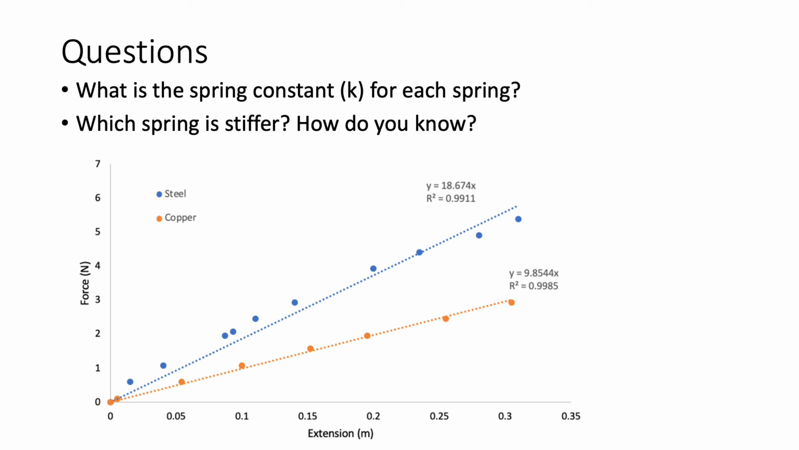Pause the video here again and try to answer these two questions. Question 1. What is the spring constant of each spring? If you need a reminder about how to measure the spring constant, head back to the slide on Hooke's law. Question 2. Which spring is stiffer and how do you know? Keep in mind that the spring constant measures the stiffness of the spring. Ignore negative signs here for the time being.